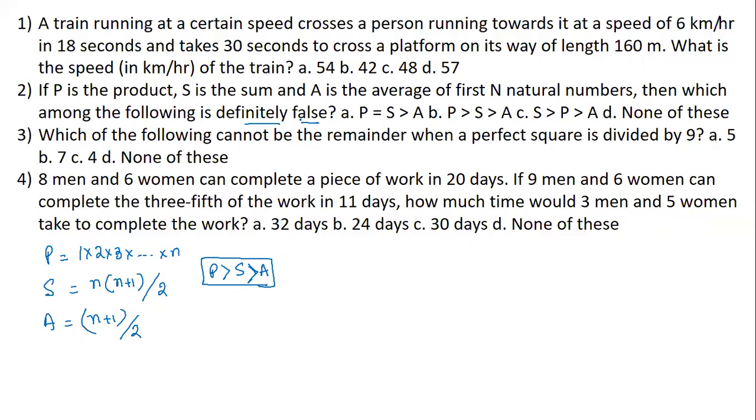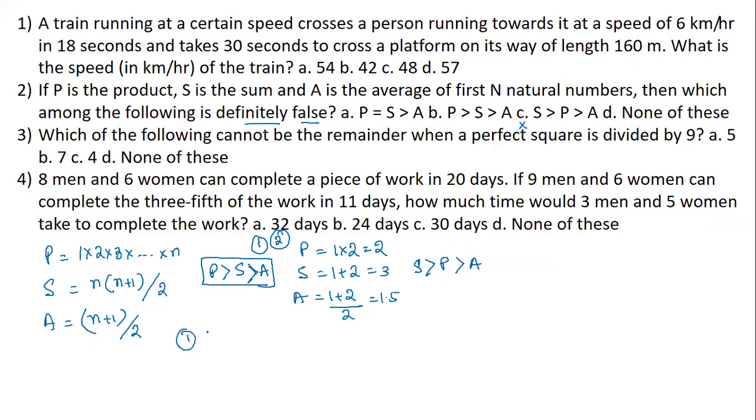Now, let us take two numbers, 1 and 2. The product would be 1 into 2 is 2. The sum would be 1 plus 2, which is 3. The average would be 1 plus 2 by 2, which is 1.5, right? So from here I can say that sum is greater than product is greater than average, S greater than P greater than A. So basically my third option cannot be my answer because it says which of the following is definitely false. So this is definitely not my answer.